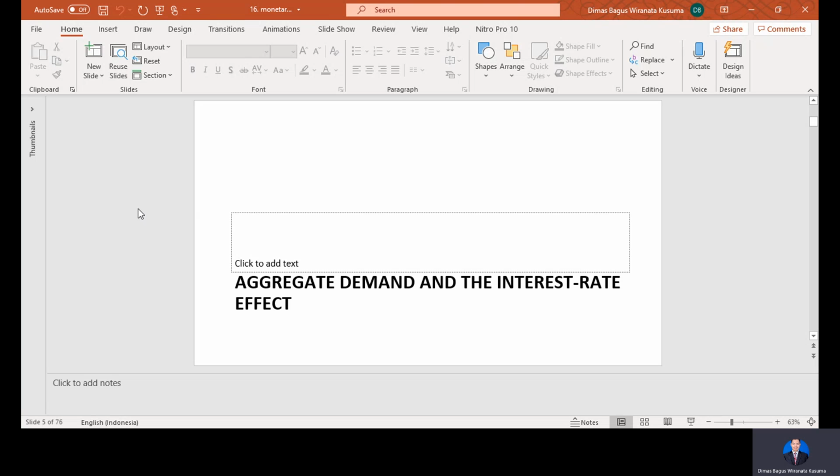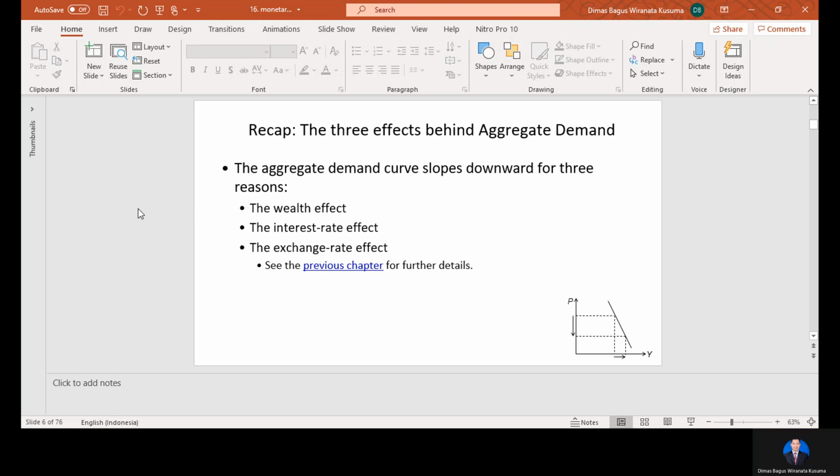Okay, we try to look at aggregate demand and the interest rate effects. The three effects behind aggregate demand: the aggregate demand curve slopes downwards for three reasons, so it has a negative slope, as you can see here. The wealth effect, the interest rate effect, and the exchange rate effect.